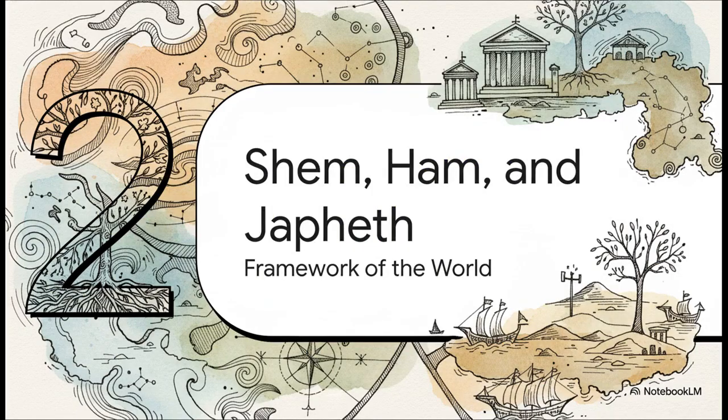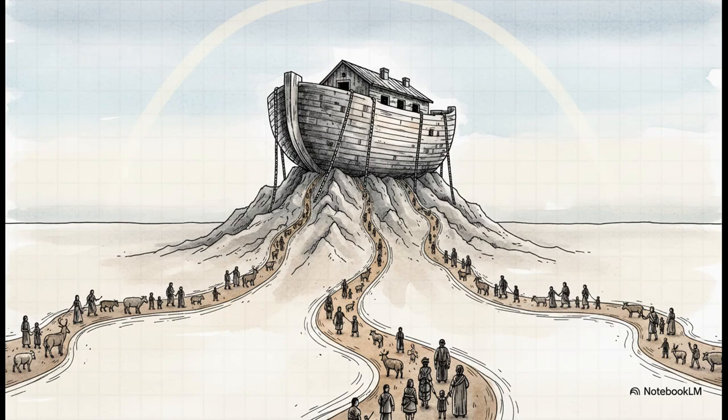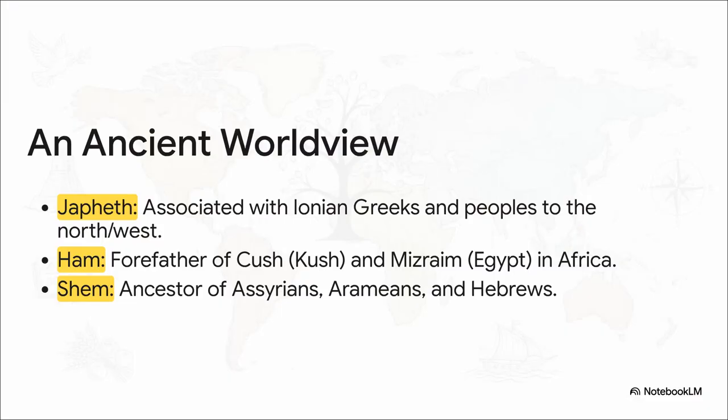Okay, so let's break down the basic structure of this ancient map because it all revolves around three names you've probably heard before: Shem, Ham, and Japheth. The idea behind it is actually pretty simple, but it's also incredibly powerful. After the flood, Noah's three sons and their families become the ancestors of everyone on Earth. You can almost picture them stepping off the ark, and from them, the whole world splits into these three great family branches.